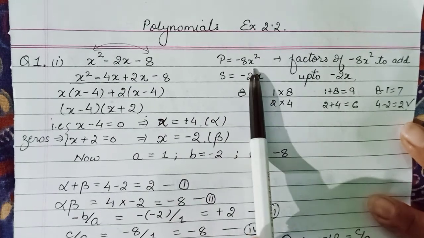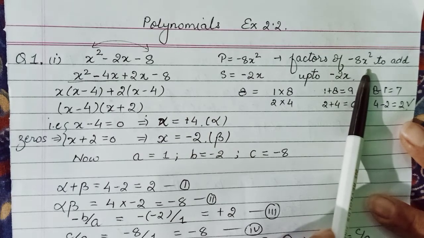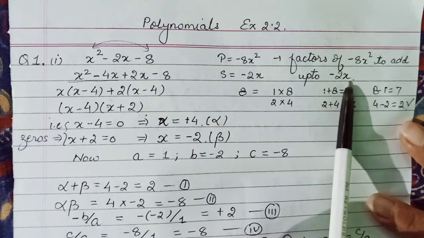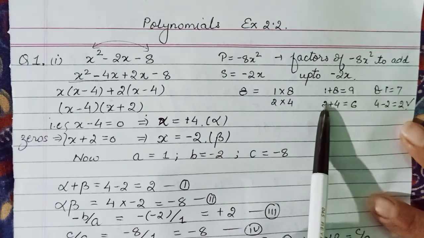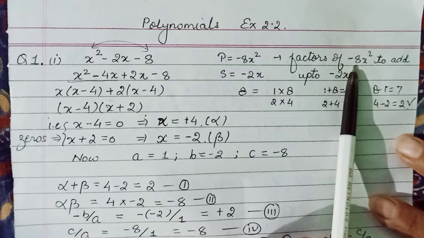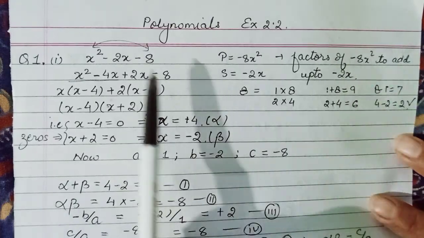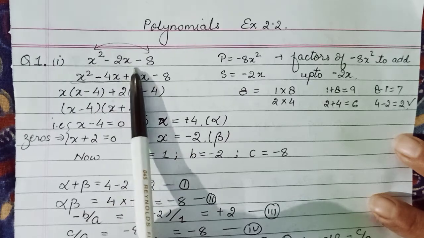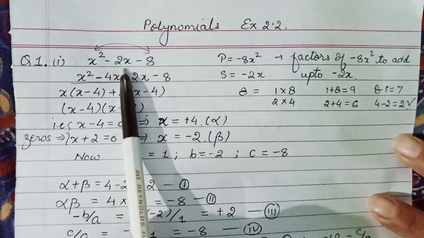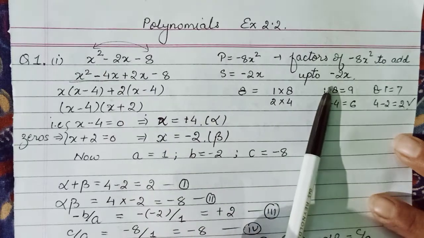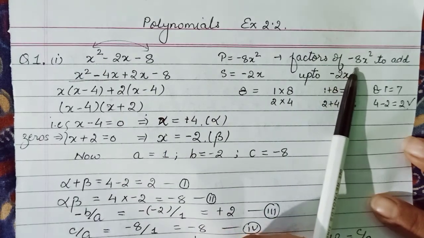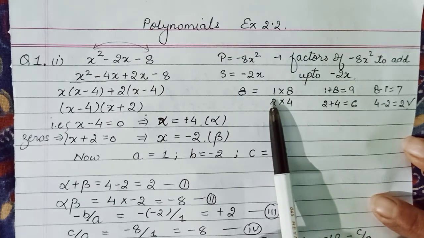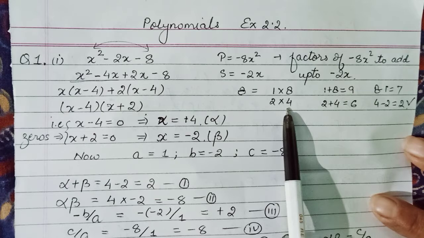So now we have to look for factors of this product, minus 8x square, which will sum up to give you minus 2x. That is why we call it the sum and product method. So factors of minus 8x square. I have dropped the variable here because the variable is automatic: x into x gives x square, and adding gives x only. So we are focusing only on the numbers, which was minus 8. So we will look for factors of 8. All possible factors of 8 are 1 into 8 and 2 into 4.